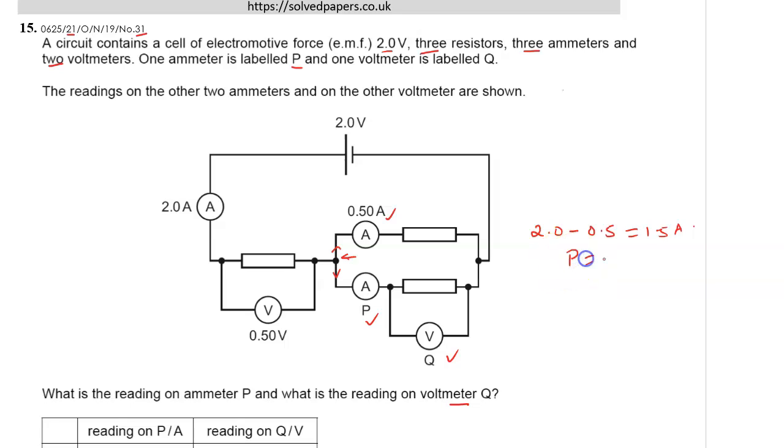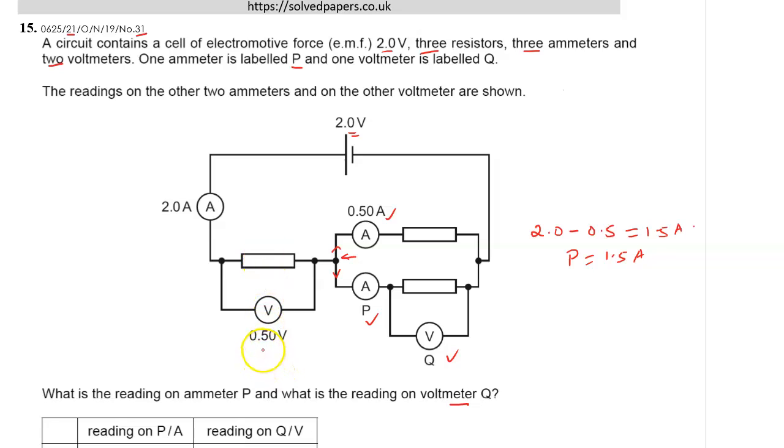Of course, we say that P is 1.5 amperes. That will be the reading. What about voltmeter Q? Now, of course, in voltmeter Q, we are told this is 2 volts, and therefore you can see here the voltage across this resistance is 0.5.